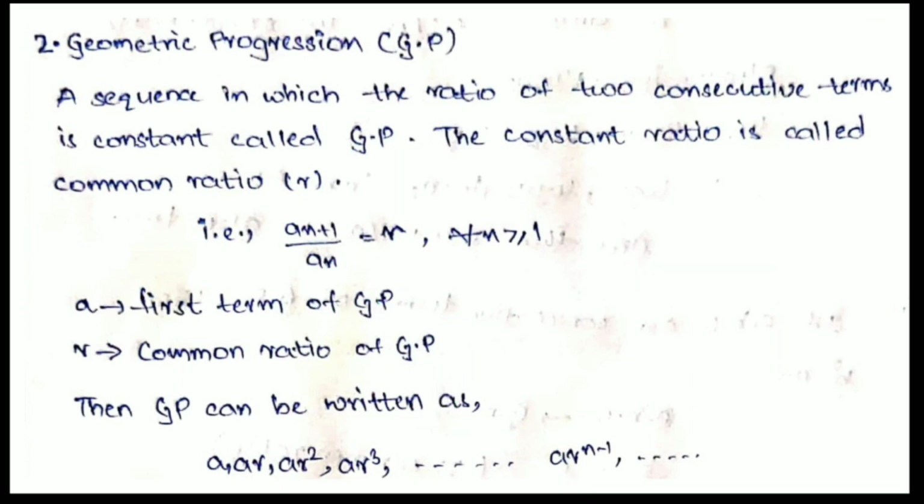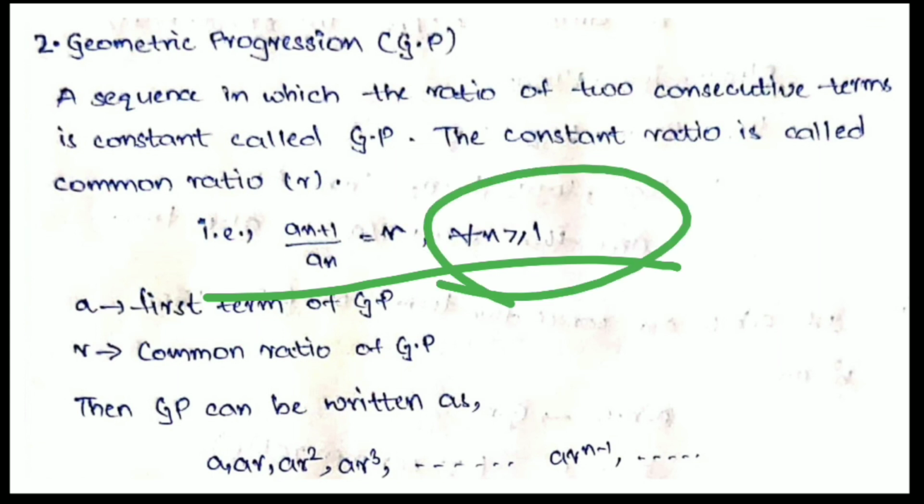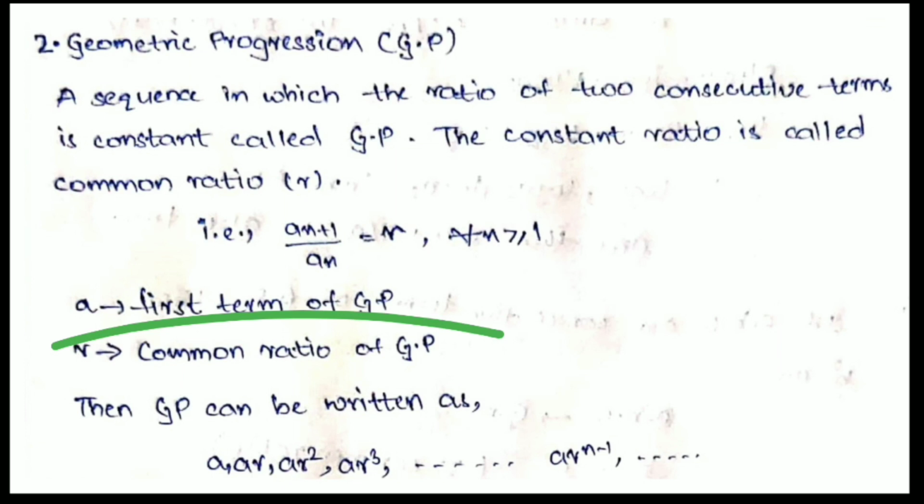So we can write it like this: a(n+1)/a(n) = r for all n greater than 1. A is the first term of the GP and r is called the common ratio of the GP. We can write a GP as a, ar, ar square, ar cube, and so on, because we need just the ratio of two consecutive terms to be constant.